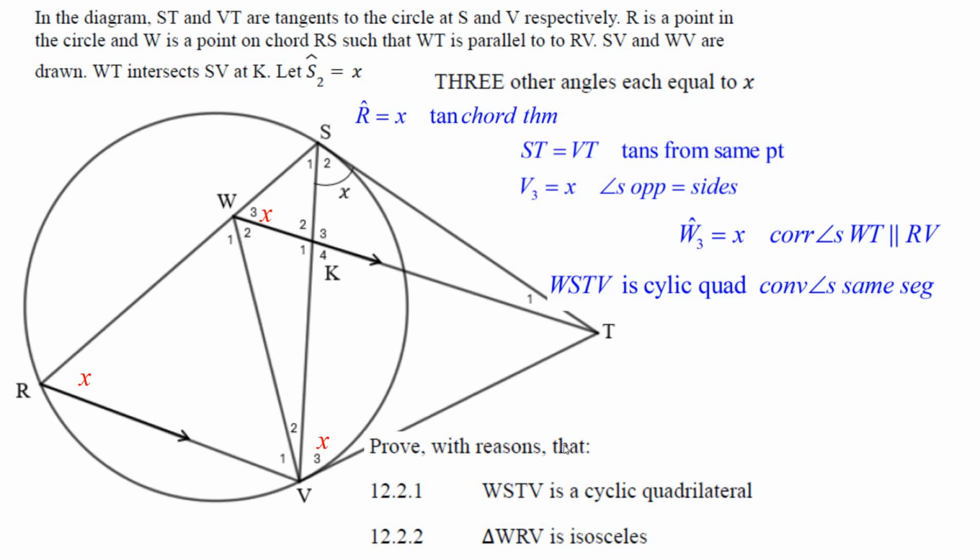There you go. Now let's prove that WRV is isosceles. WRV is an isosceles triangle. Well, if we could get V1 being X, we'd have it. So how could we do that?